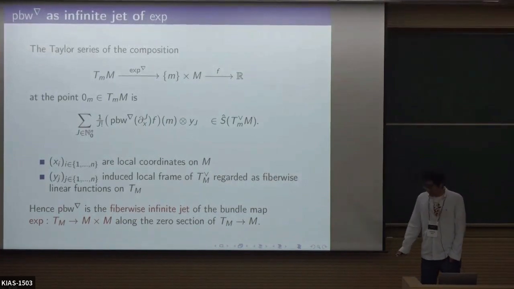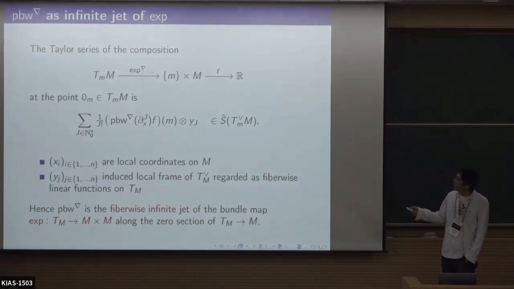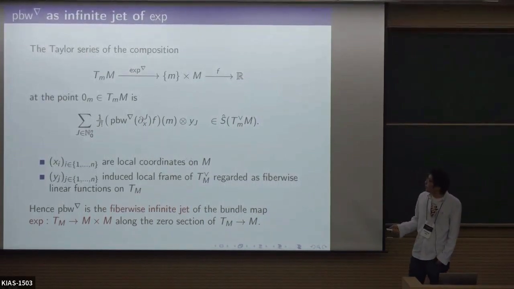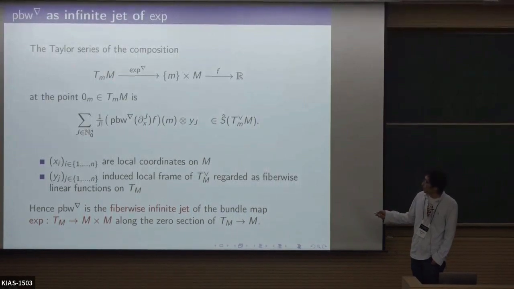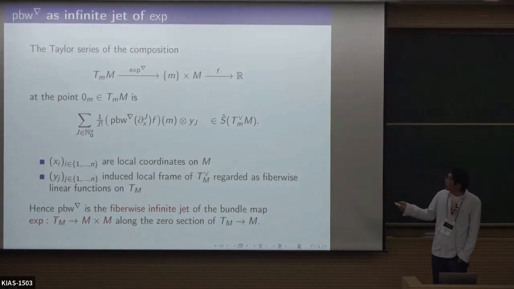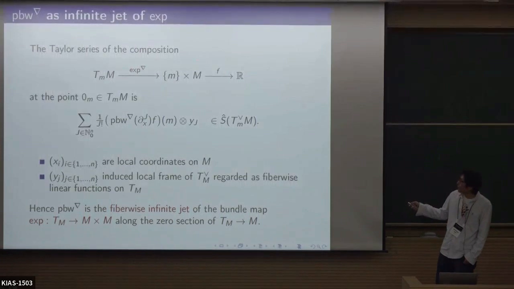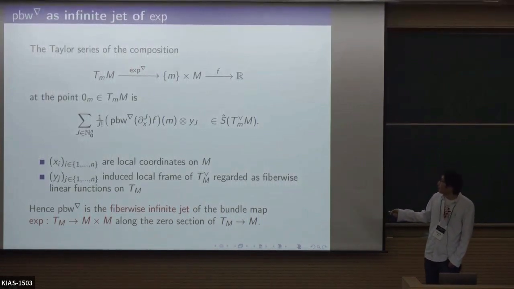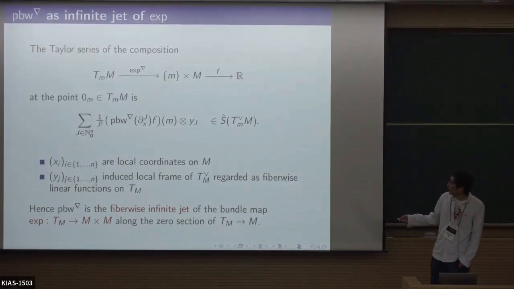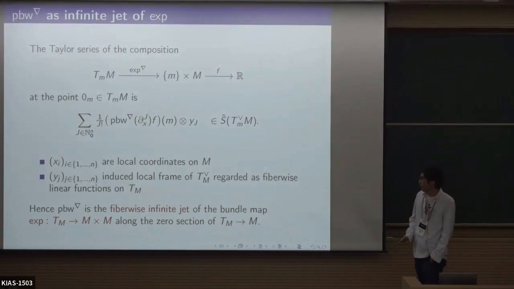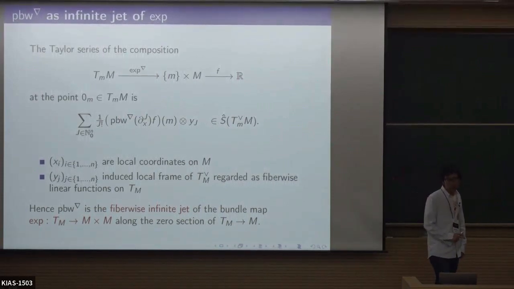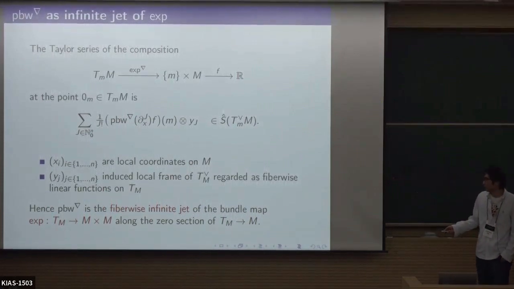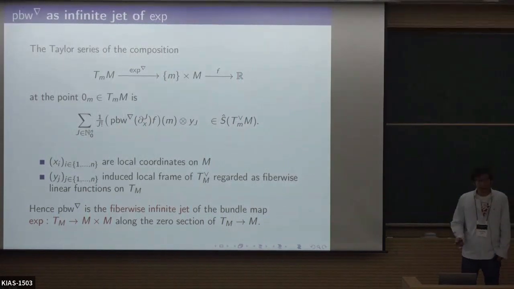Okay, so this map, as I mentioned, should be the infinite jet. That's the title. So I would like to explain that. If you pick a point m from the base manifold and look at the fiber of TM at m, you use the exponential map and compose with a function. And you have a map from a vector space to R, and you look at the Taylor series of this map. The Taylor series of this exponential map gives you the PBW map. So this really is the infinite jet. PBW can be thought of as the fiber-wise infinite jet of this exponential map. So that's why we call it the formal exponential map.